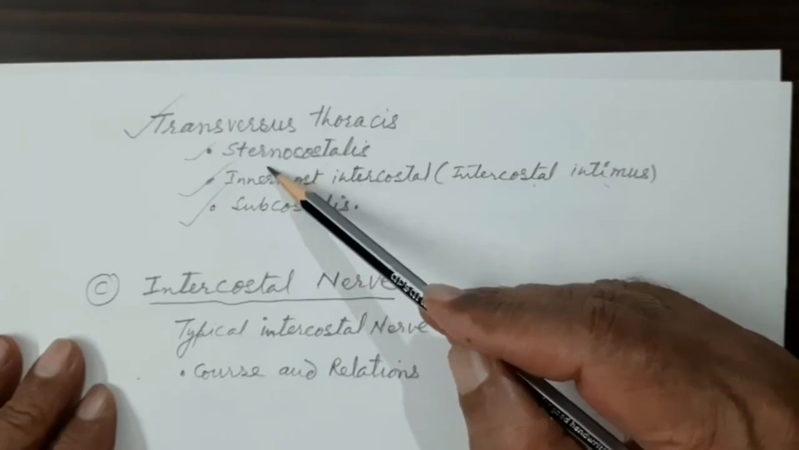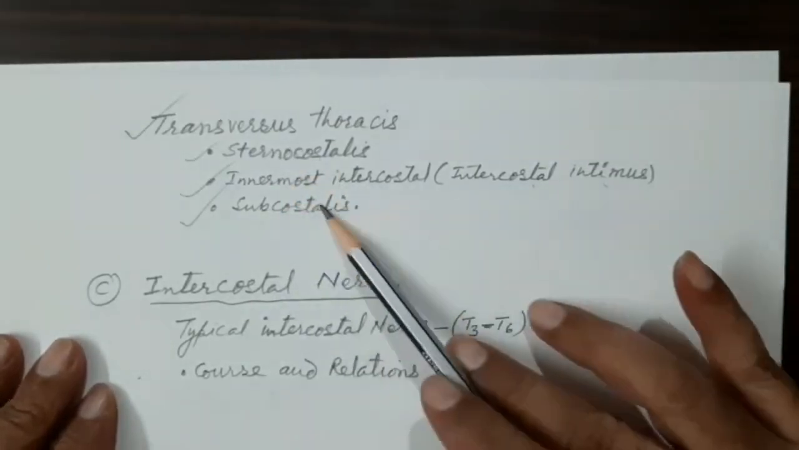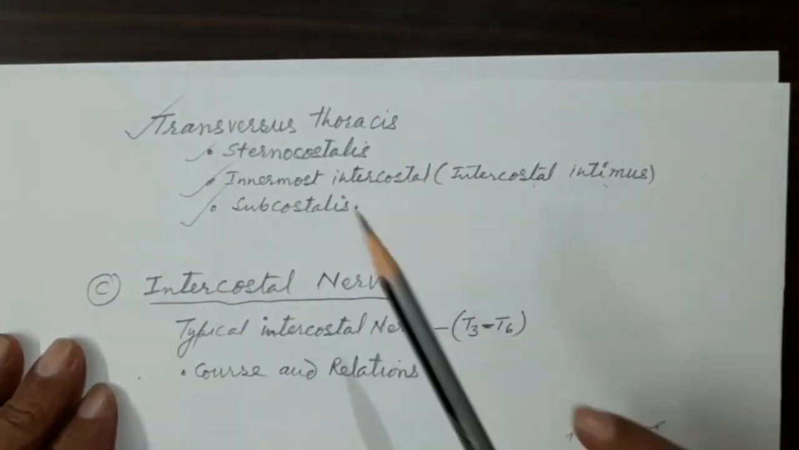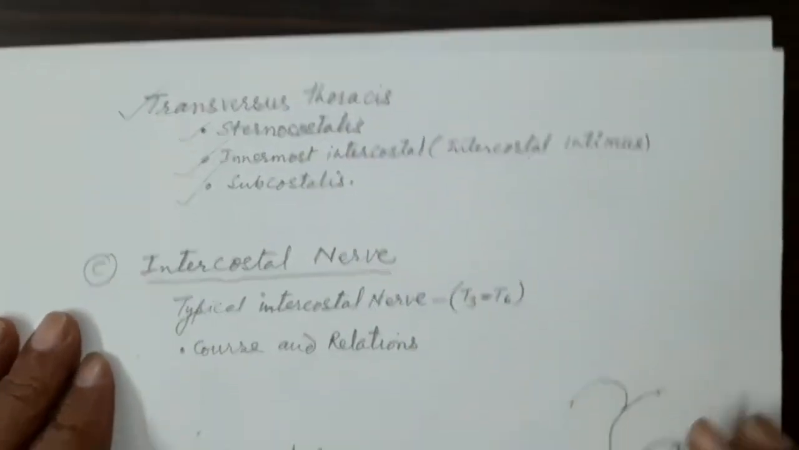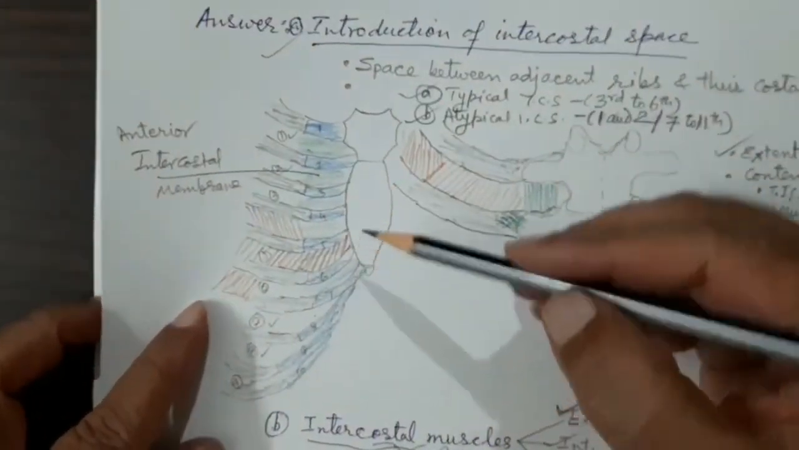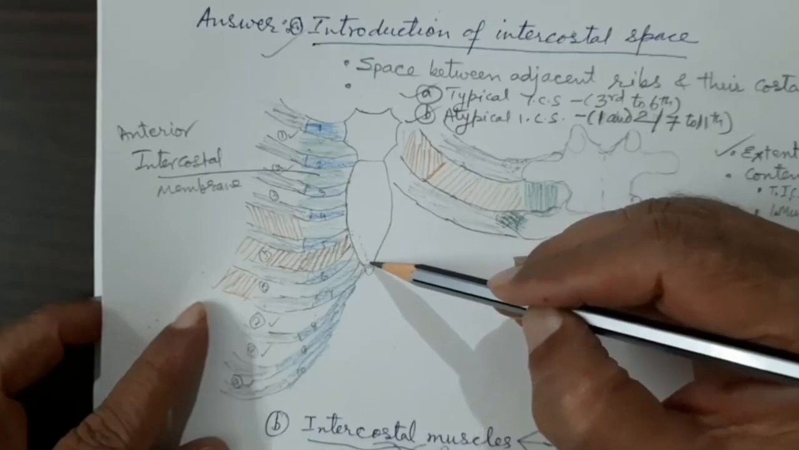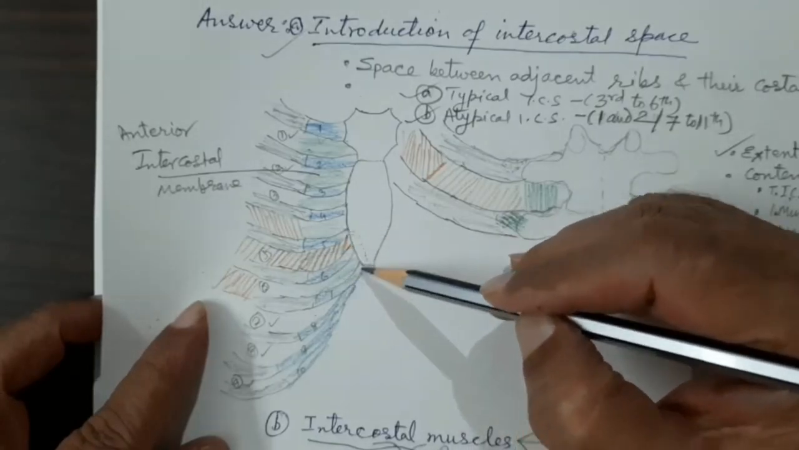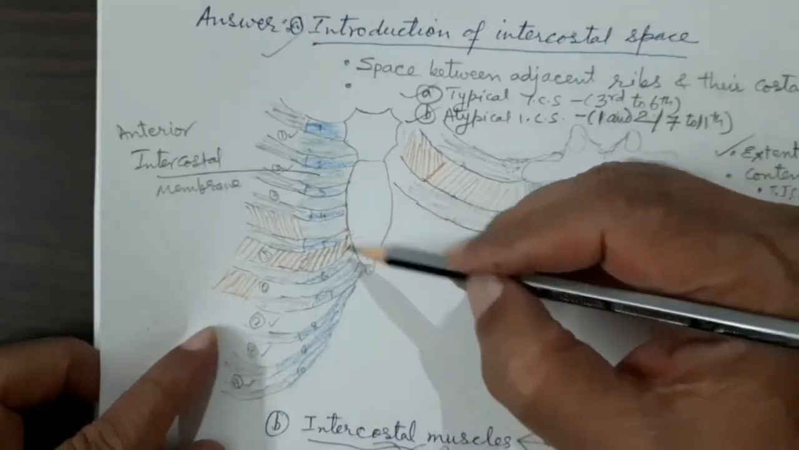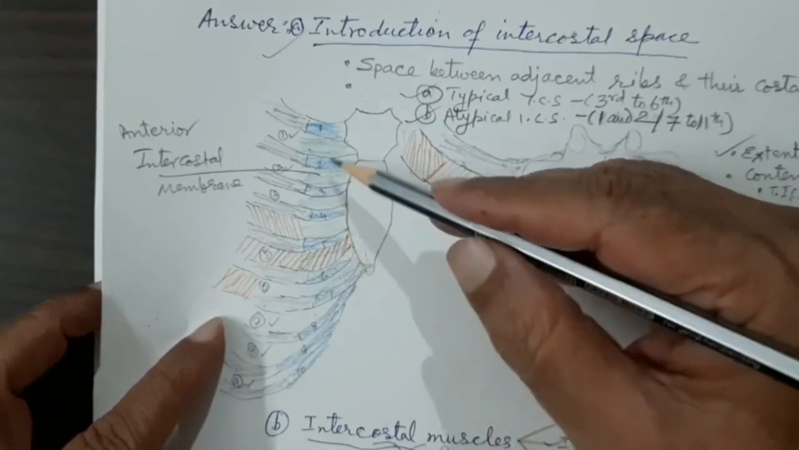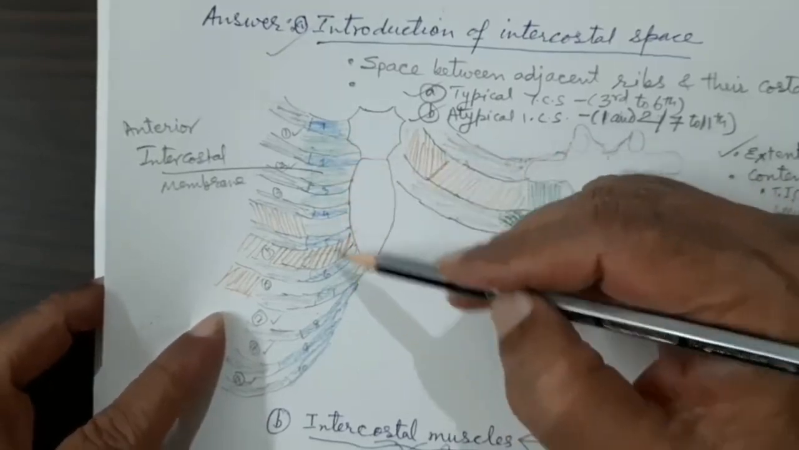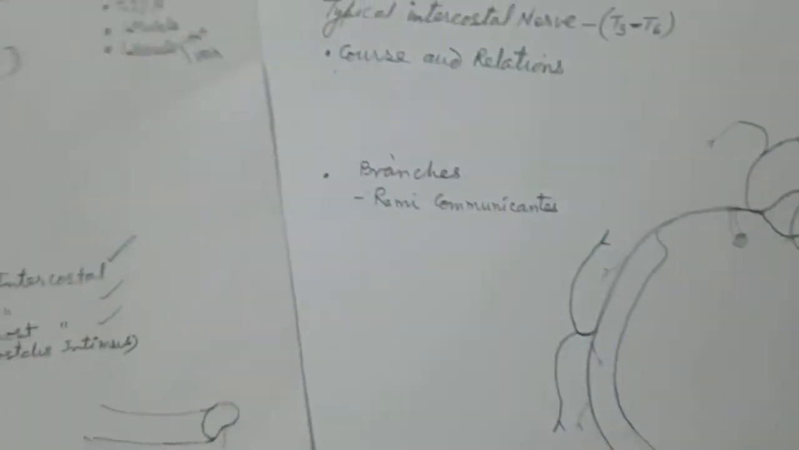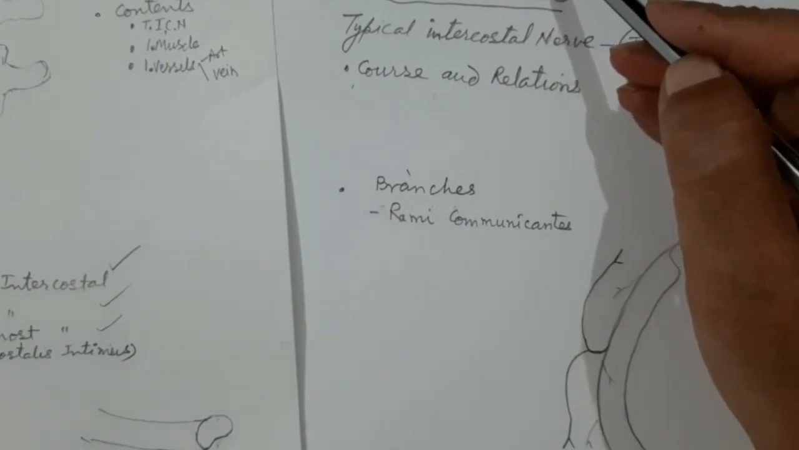Sternocostalis and subcostalis, I don't consider part of the intercostal muscles. Why? Because these muscles are not confined within an intercostal space. For example, sternocostalis takes its origin from the posterior aspect of the sternum, the xiphoid process and the costal cartilages of the 4th, 5th and 6th ribs, and then sends slips upward to the 2nd to 6th costal cartilages. So this is crossing various intercostal spaces. Hence it cannot be said to be an intercostal muscle.